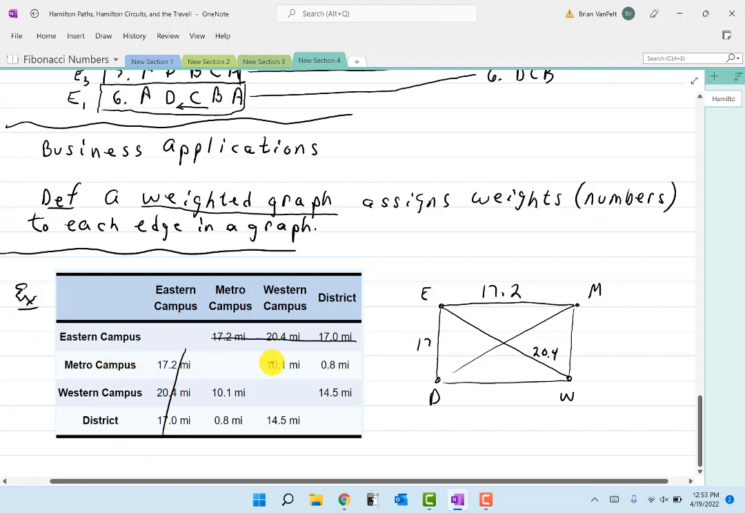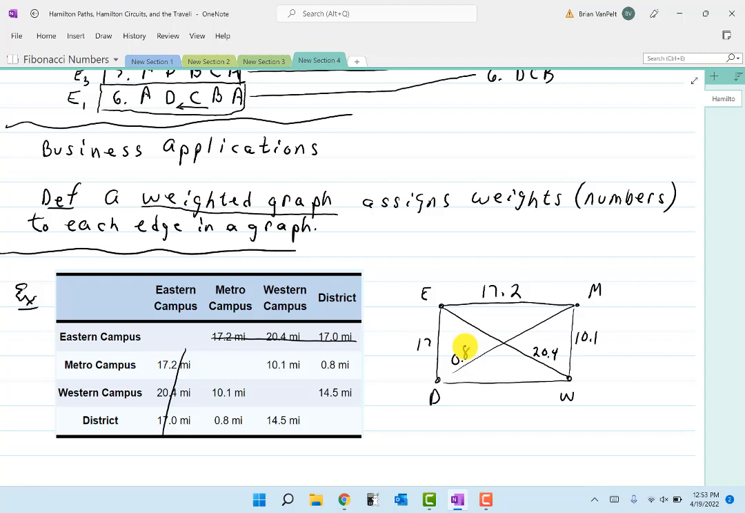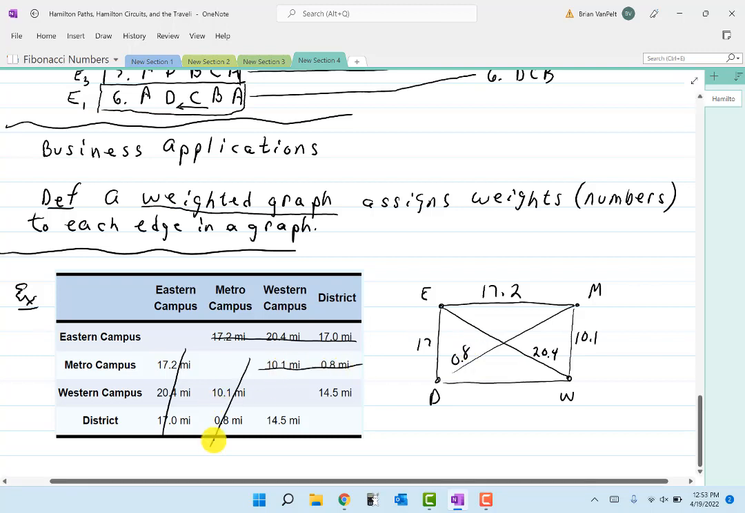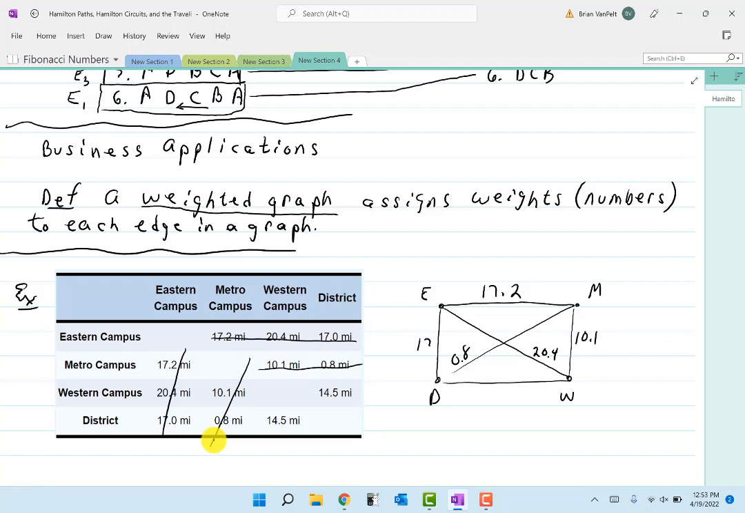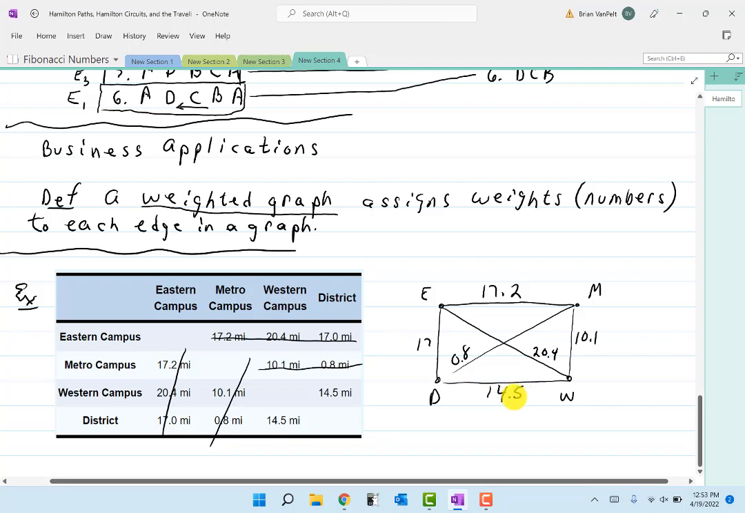Now let me go on Metro Campus. So Metro to Western, M to W is 10.1. And then M to District is 0.8. So obviously these are not physical. The graph, the picture itself, does not physically represent the situation, as M and D should be the closest to each other. So I've got Metro taken care of. Let me cross those out. And now go to Western. W to D is 14.5. Got that, and that takes care of all of them.